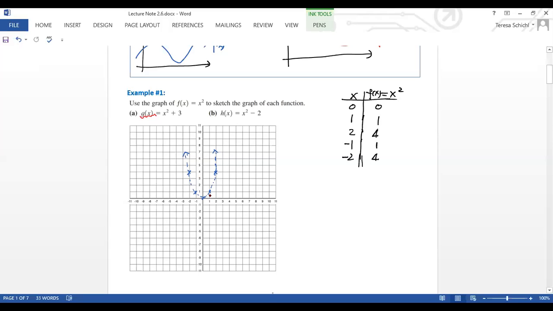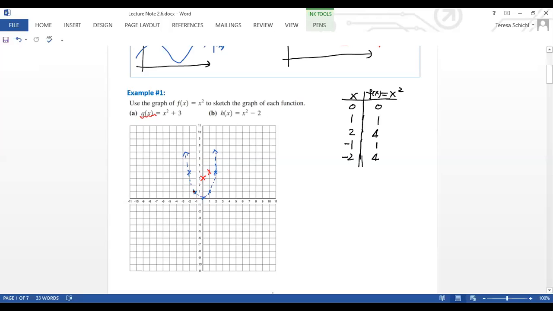So based on these 5 points, the first point is (0, 0). Then y adds 3. So what happened to y? Y is going to be here, right? This is (1, 1). So add 3, from here go up 3: 1, 2, 3. So it's here.